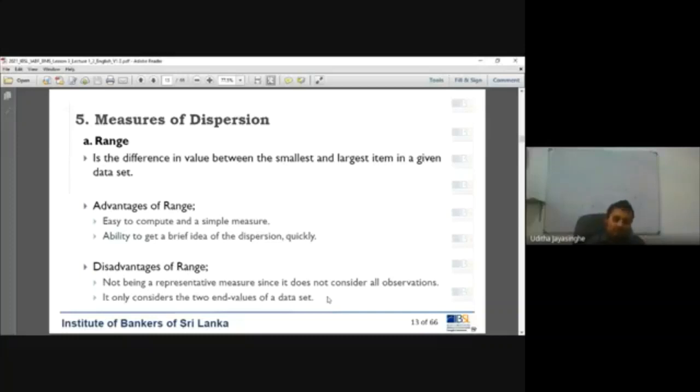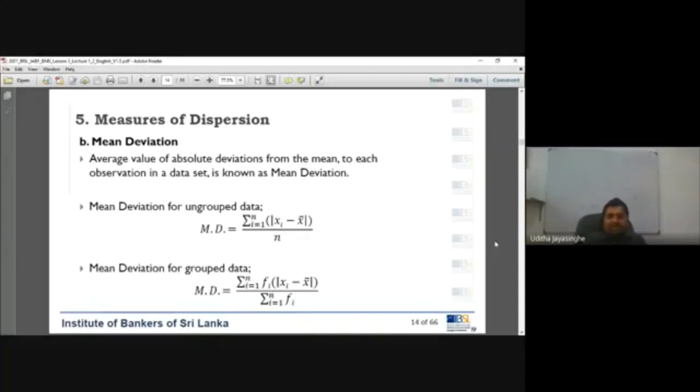Right. Last point, it only considers two end values of a data set, nothing in between. It looks at the smallest number and the largest number, nothing in between. That's about the range. You don't have to discuss much on the range. But these are the starting points of our next ample discussions on detailed statistical equations. We are starting from the mean deviation. Okay, we'll take a moment and understand what these are.